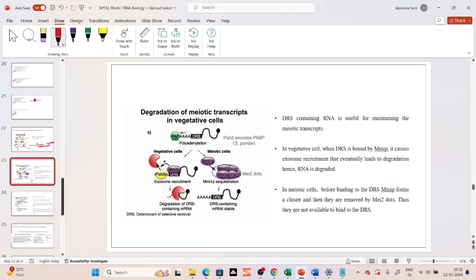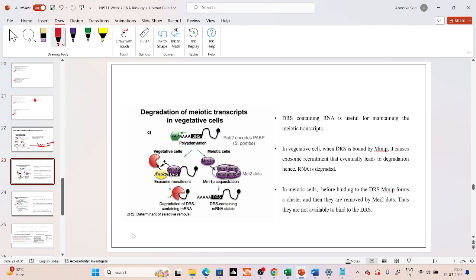The genes which have to be expressed in the lungs will not be expressed in the eyes, and vice versa. That means those transcripts that have to be expressed in the meiotic cells should not be expressed in the vegetative or the mitotic cells. So how is this regulated? This is regulated with the help of mRNA degradation. That means the meiotic transcripts, those transcripts that code for meiosis, are degraded in the mitotic cells or vegetative cells. How does it happen? This is the mechanism.